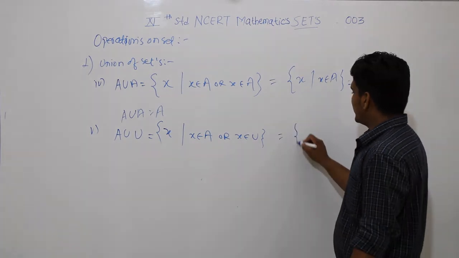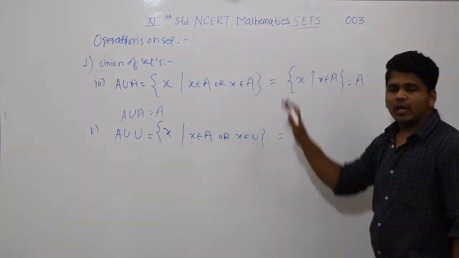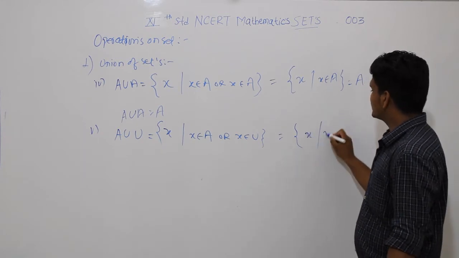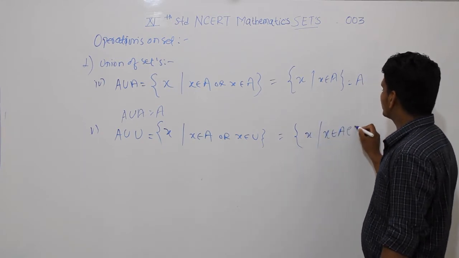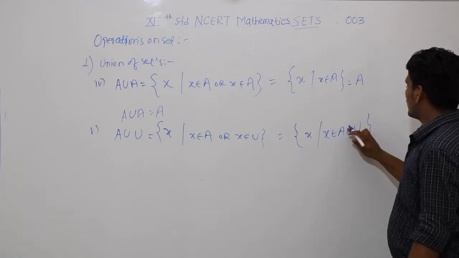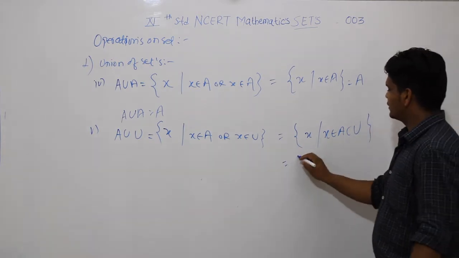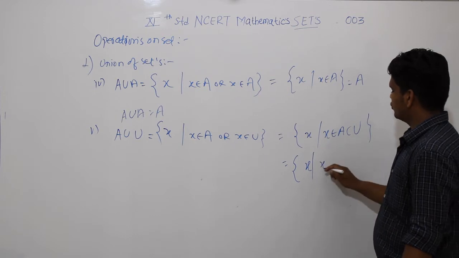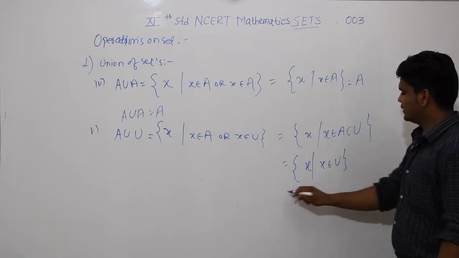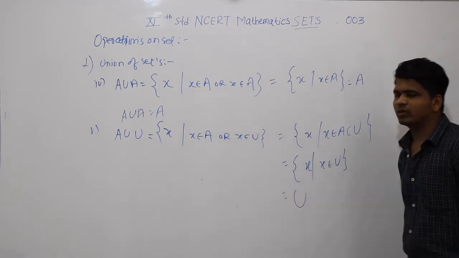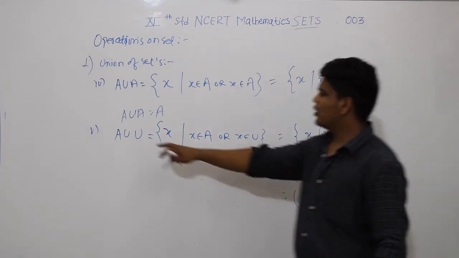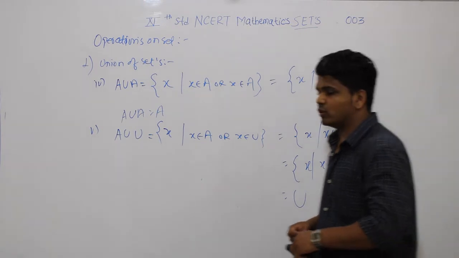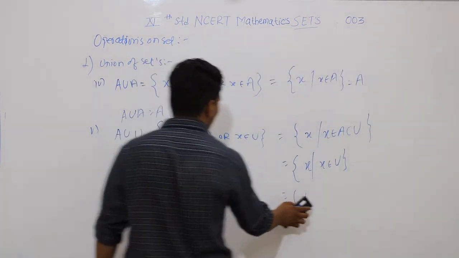Now you know A is a subset of universal set U, that we know. Means what? This X such that X belongs to A, which is a subset of the universal set. Okay, what this means? Your X such that X belongs to U only. What this is, is nothing but the whole universal set U. Means you will have A union U as the universal set U. This is called the universal property of union.